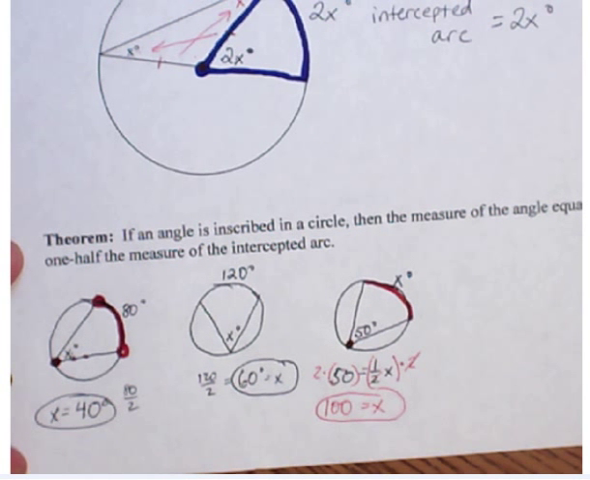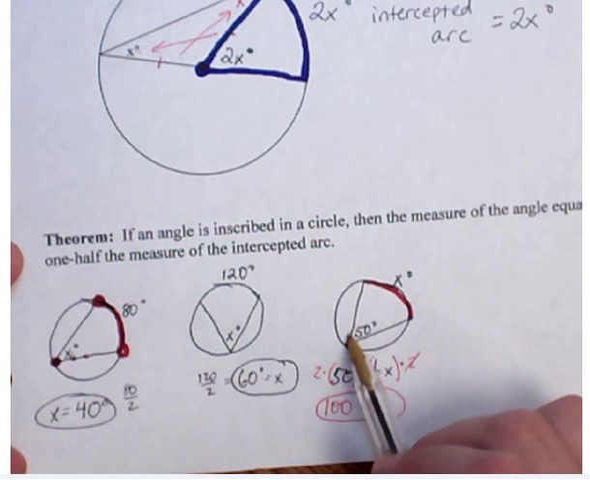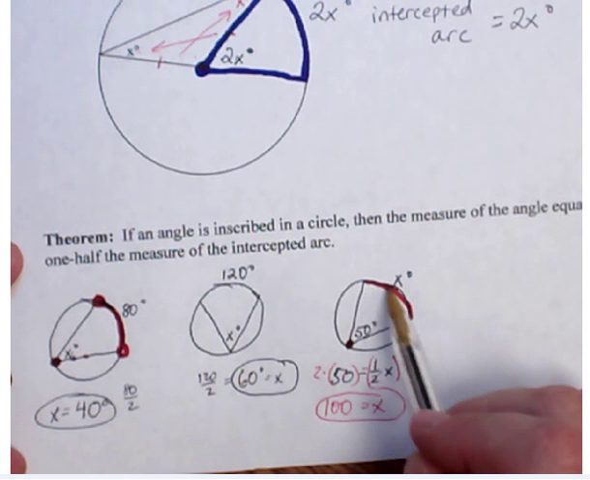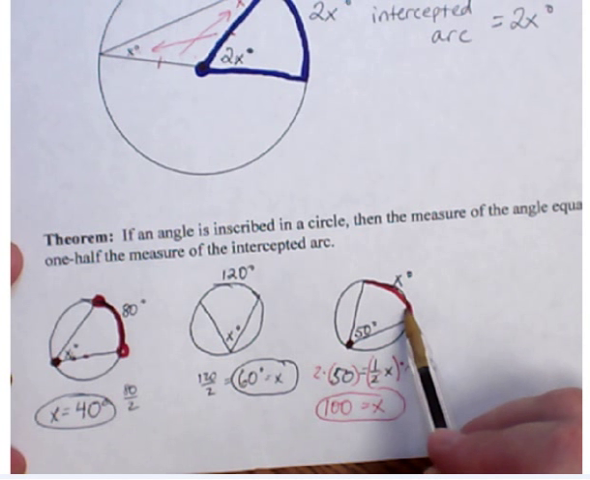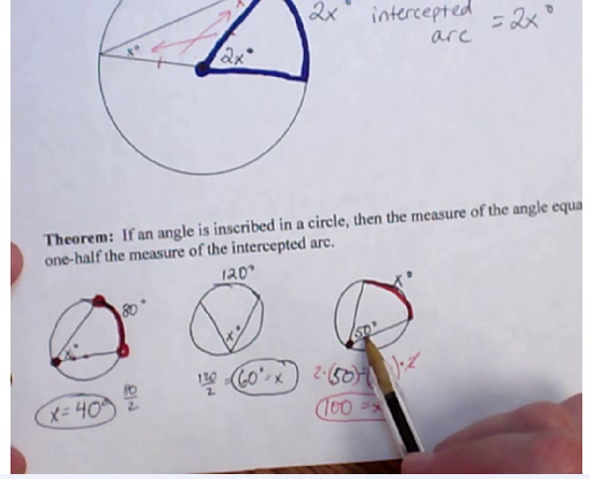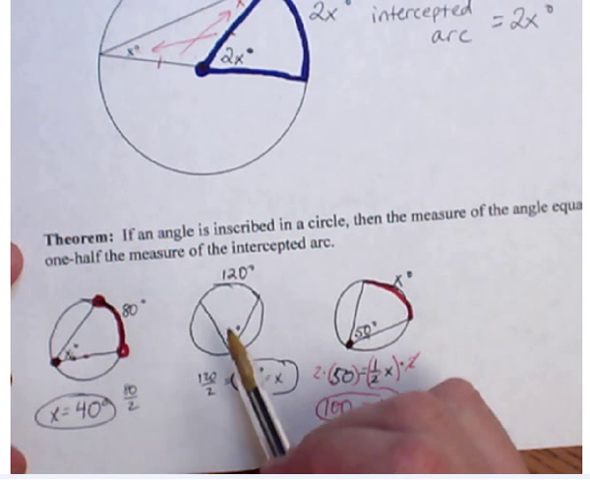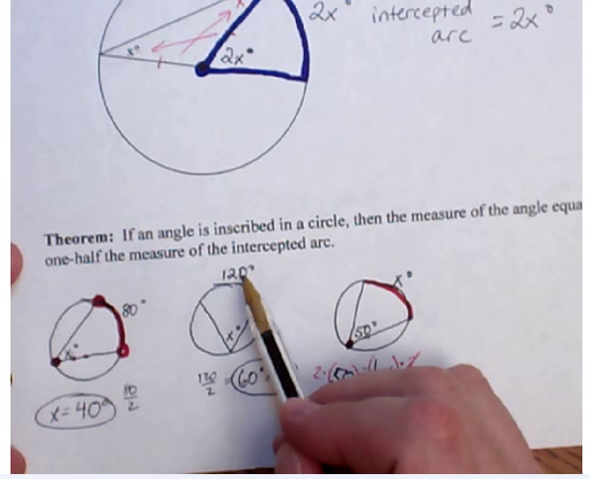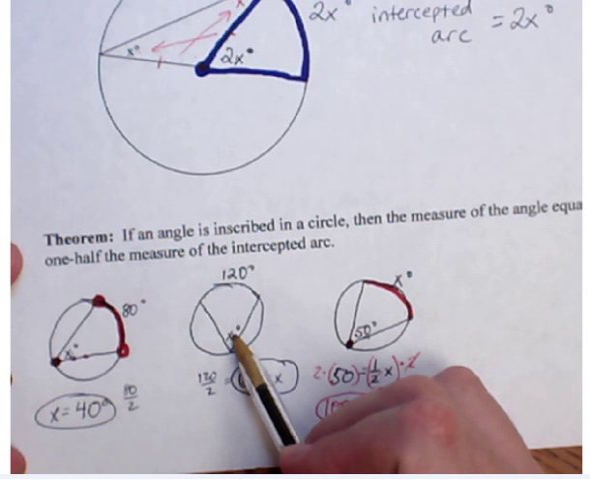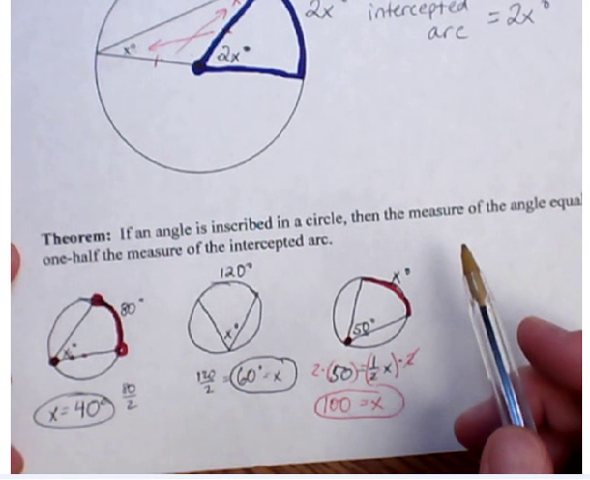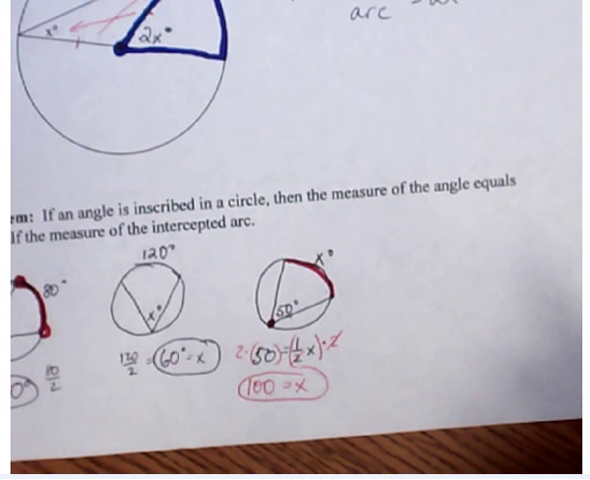So basically, you don't need to do this equation every time. If the angle is half of the intercepted arc, then that means that the arc is 2 times the angle measure. 2 times 50 gives me 100. If I know the arc is 120, half of 120 is 60. That's the inscribed angle. Let me give you one more example here on this side.